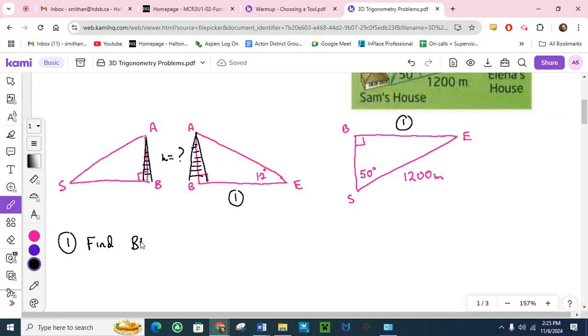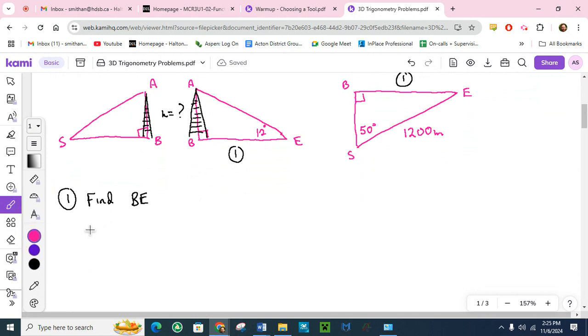Now, I used the sine law in the warm-up just to show you guys you can choose any tool that'll fit the job. But normally I would reach for SOHCAHTOA. I think it's just the most efficient way to do it. So 1,200 is the hypotenuse. The side BE is the opposite side. So we're going to use the sine ratio.